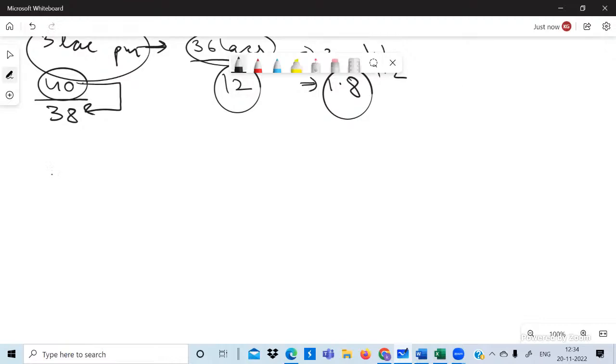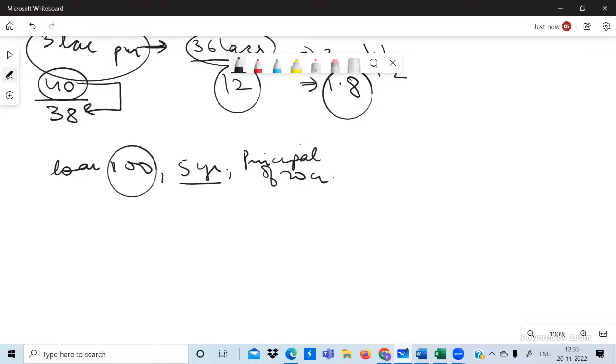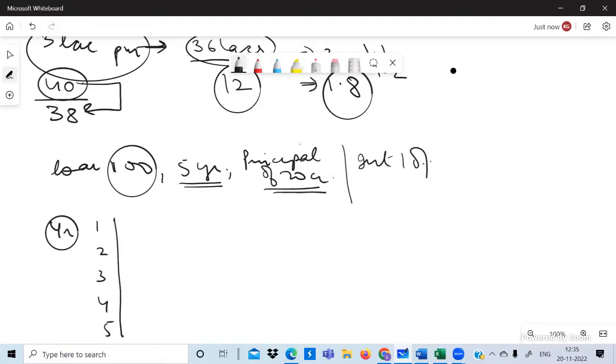So let's say you've taken a loan of 100 crores and it is to be repaid in 5 years, and the principal is to be repaid in equal installments of 20 crores each year. And let's say the interest is 10%. Can you tell me, on a yearly basis, that's year 1, 2, 3, 4, 5, how much would you be paying to the bank?